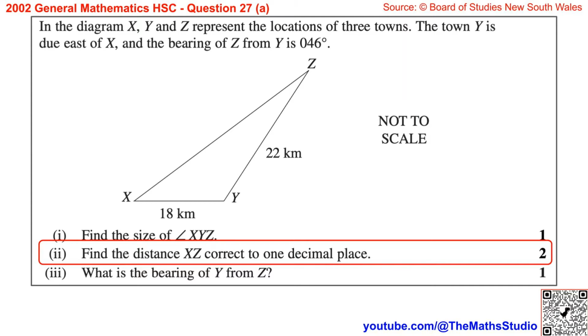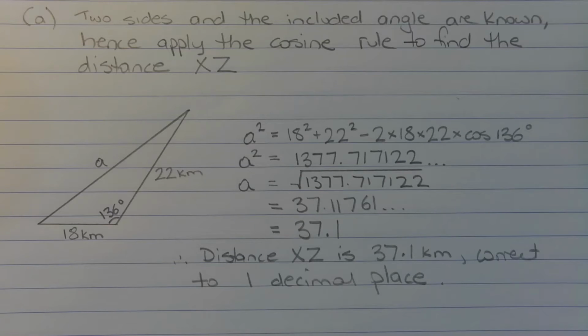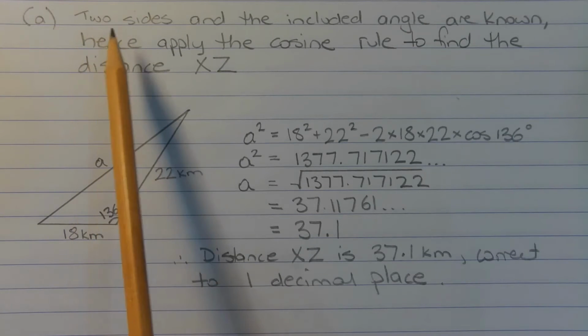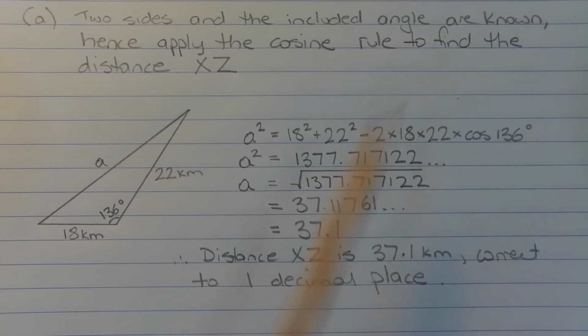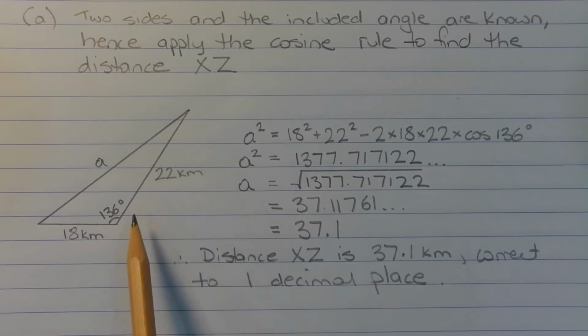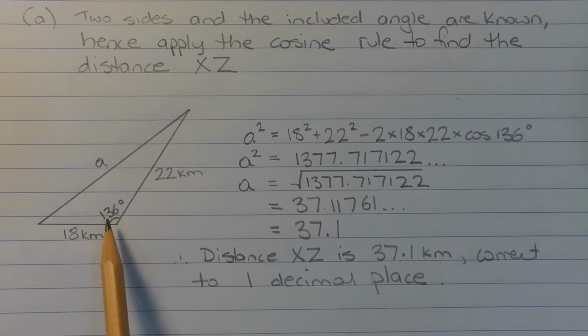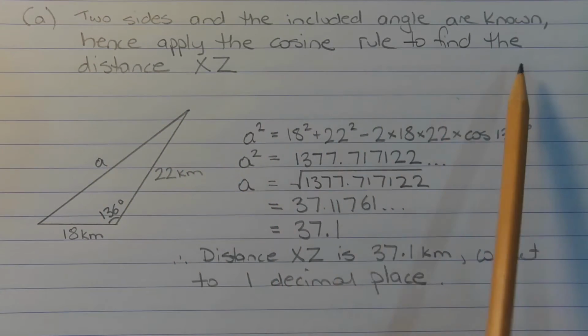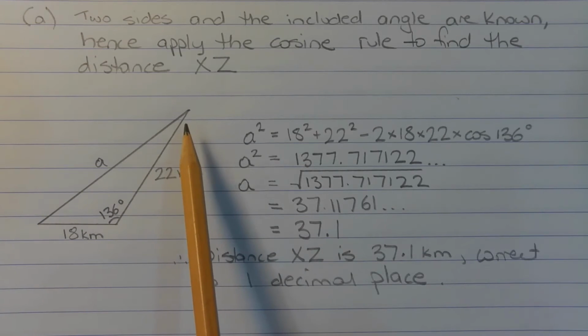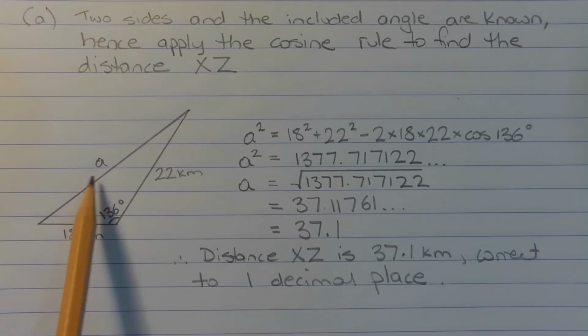Part 2. Find the distance XZ correct to one decimal place. In triangle XYZ, two sides and the included angle are known. So that's this side here, and this is the included angle. That's the angle between the two known sides. Hence, apply the cosine rule to find the distance XZ, which is this distance here. And I've used the pronumeral A to represent that distance XZ.